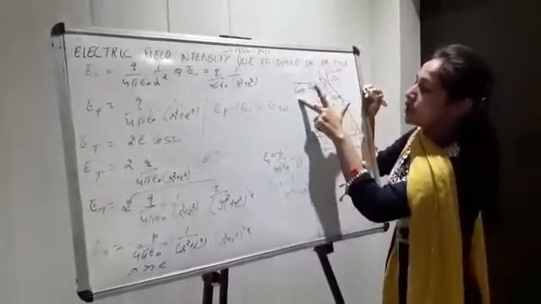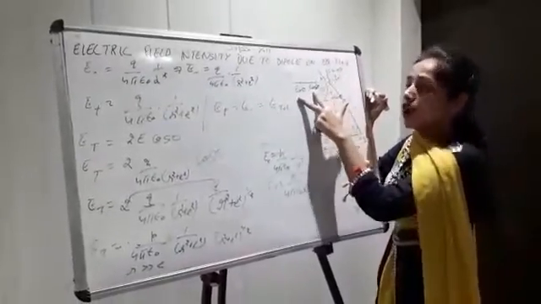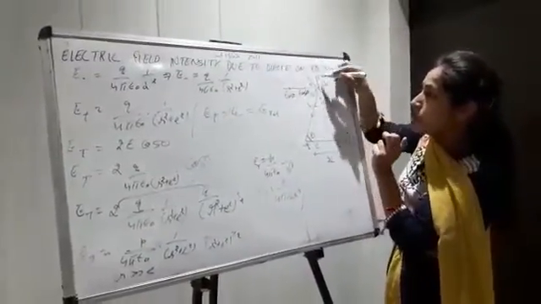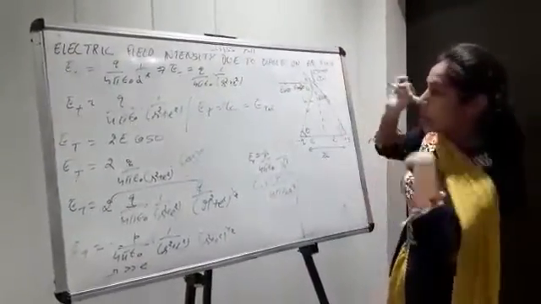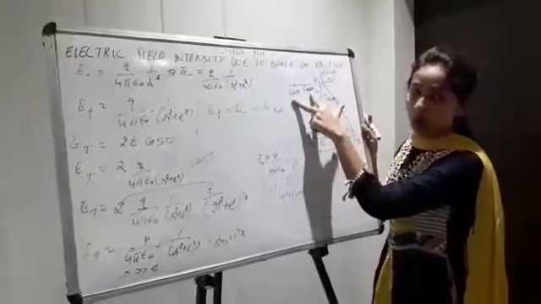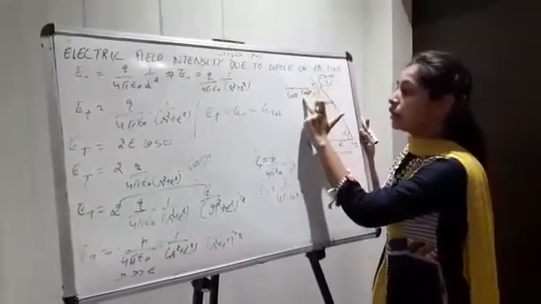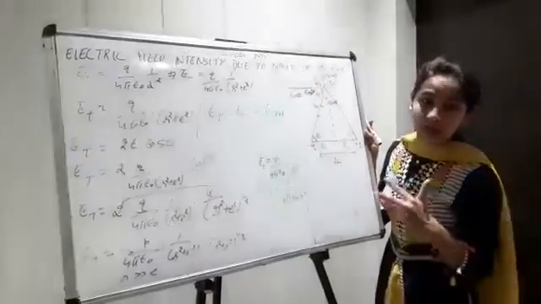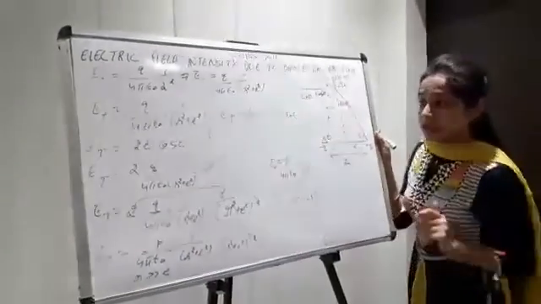Now this E cos theta and this E cos theta are along the same direction, but these two are in the opposite direction, so they will get cancelled out. We got two electric field components, that is E cos theta and E cos theta. Both of them will get added because their magnitude is the same as well as direction.